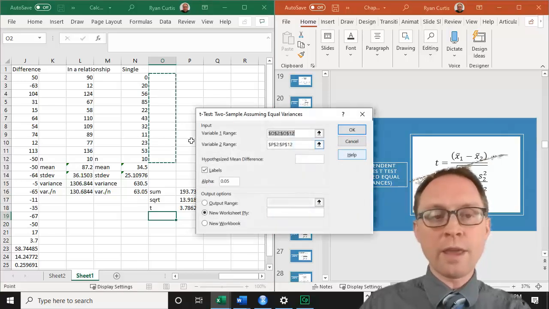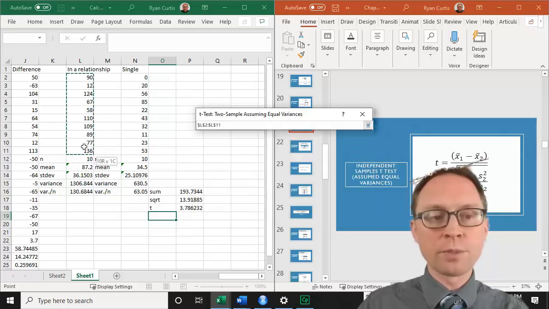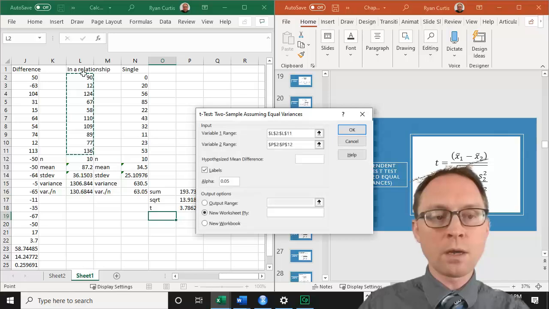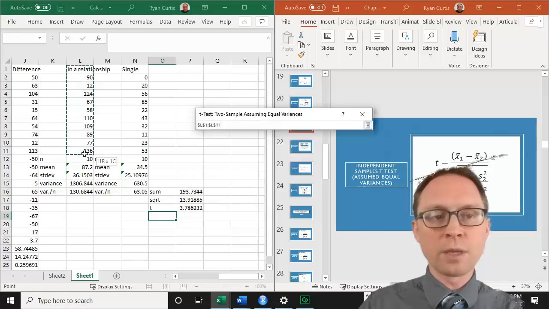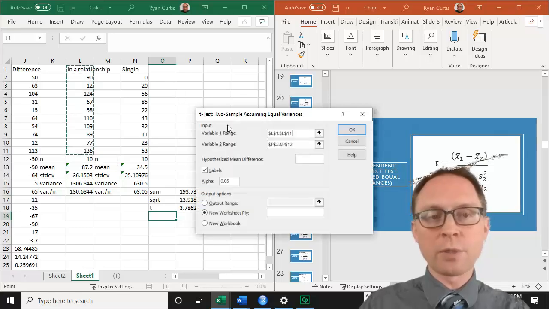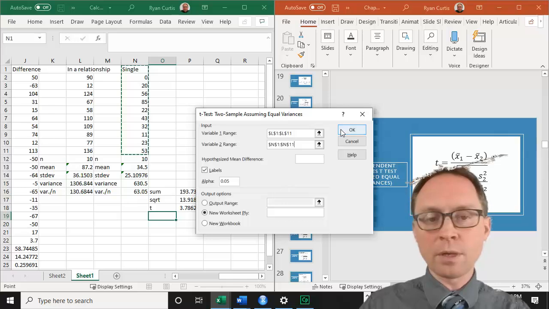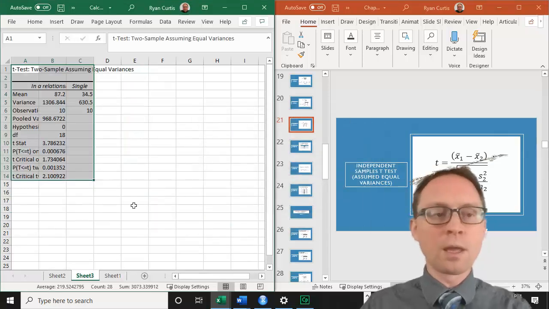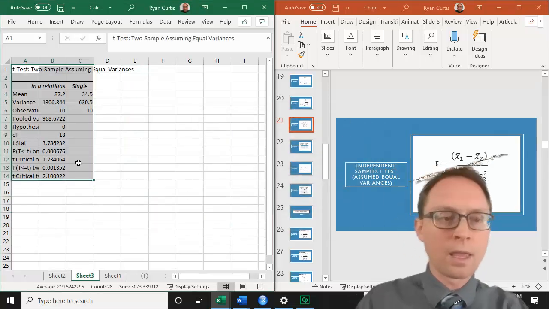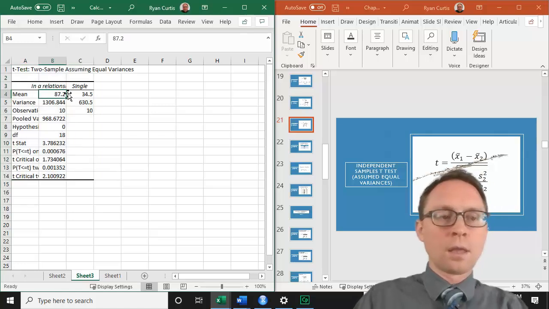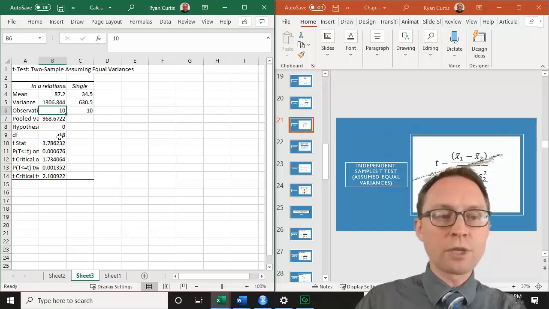When I click on that, it's going to ask which ones are you talking about. I'm going to say, well, I want the first group to be here. You know what? I actually want it to be in relationship because I got a label on it. And then I want the second group to be the single people. Don't include my n on that one. Good. And I push OK. And here's what I get. Here's the mean, the variances, the observations, meaning the n for each group. That's going to give me the pooled variance. We'll talk about that later.